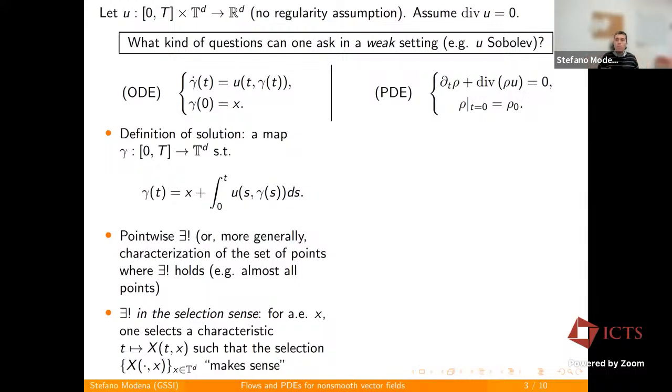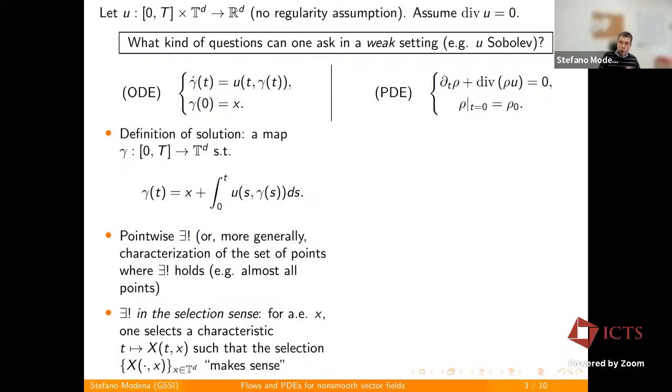And what makes sense will be clear later. But I just want to stress now the kind of question that one might ask. So we forget about pointwise existence and uniqueness, and we just focus on the question whether it is possible to select, for almost every point, one characteristic in such a way that the whole selection that we made, the whole family of characteristics that we selected, makes sense in a suitable sense. So it's reasonable in a suitable sense.